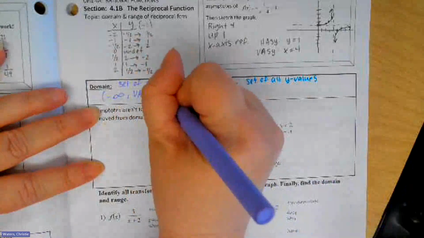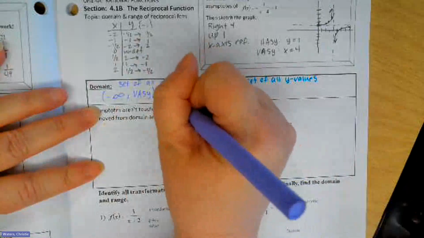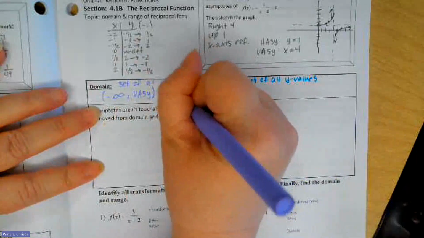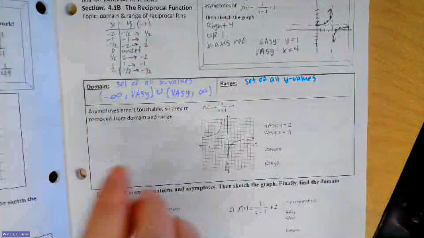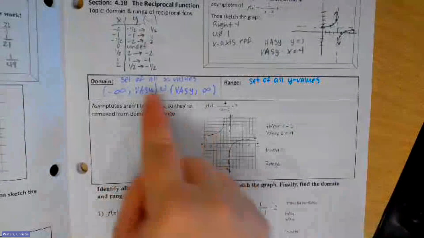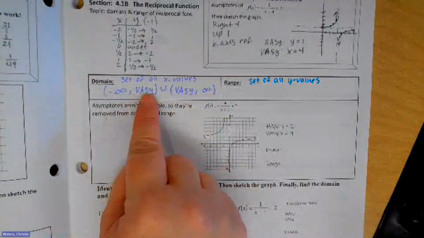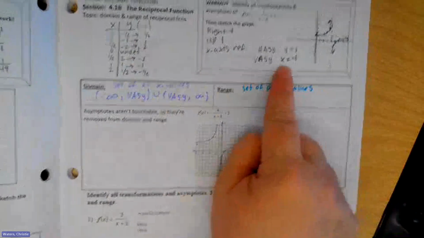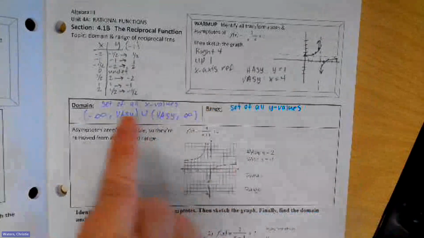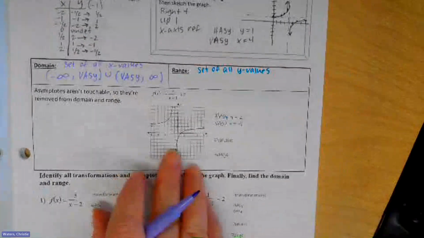And then it's going to pick up again. So we're going to use the union symbol, the U, and it's going to continue from that vertical asymptote on to +infinity. So when you are asked what the domain is, you're going to fill in this pattern, but you are just going to put whatever the vertical asymptote is here. So for example, on this warm-up, our vertical asymptote was 4, so I would put 4s right here. So let's go ahead and fill in our domain for this graph.